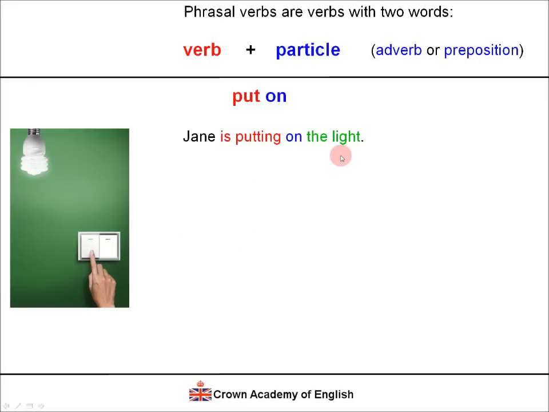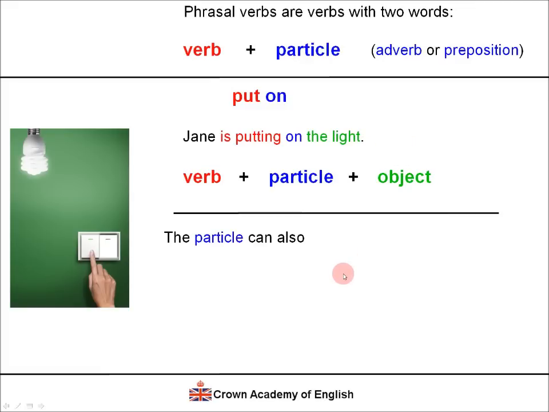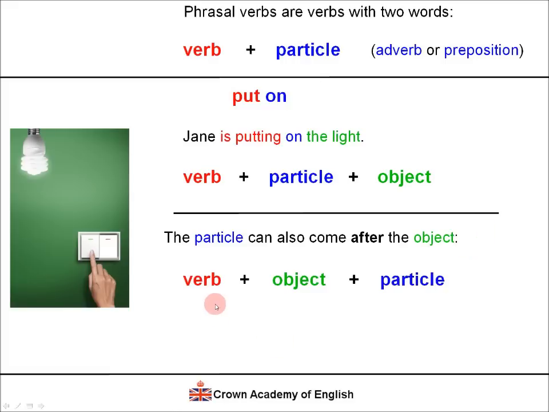And we can see, so the light is the object of the phrasal verb. So the form is the verb, then the particle, and then the object. In this case, it's the light. But we can also have a different order. We can also say that the particle can also come after the object. So this form is also possible. Verb, object, and then the particle.